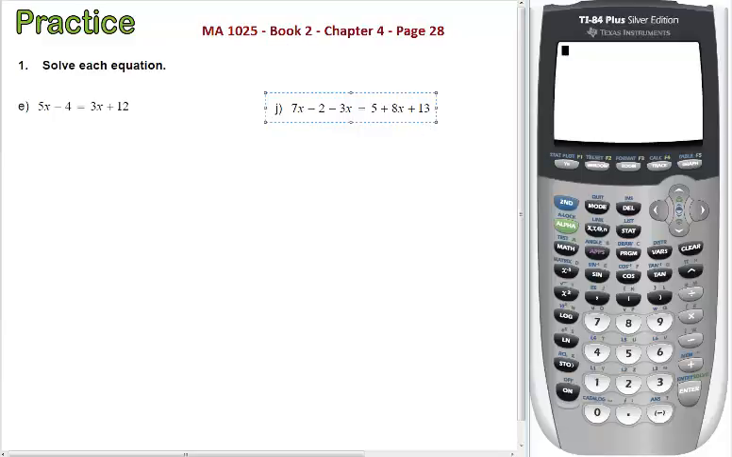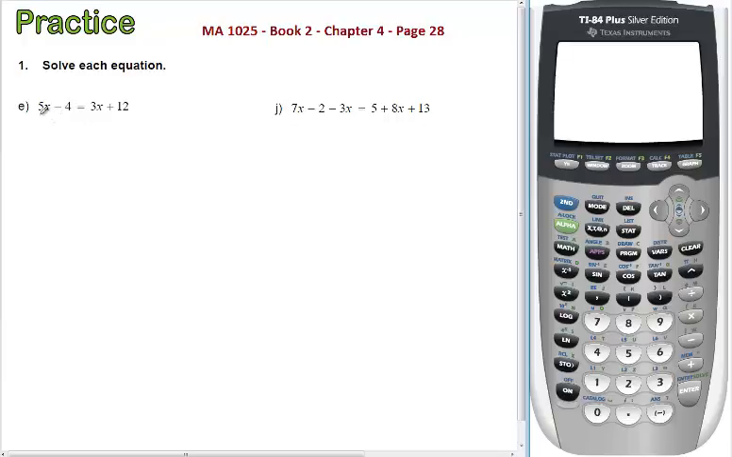Good day, students. Today we're going to look at some more solutions to your practice exercises. This comes from your ma1025 book 2, chapter 4, and we're on page 28. We're solving linear equations, and I have two examples on the screen. So let's get right to it.